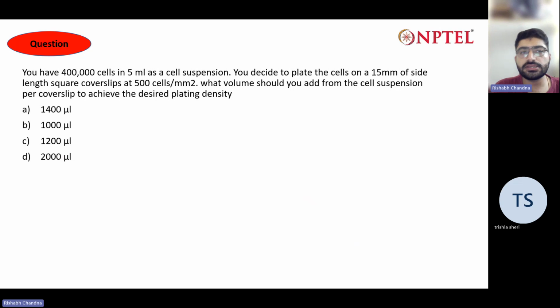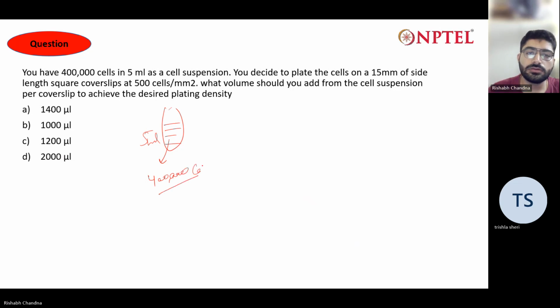You have 4 lakh cells in a 5 ml cell suspension. You decide to place the cells on square cover slips of 15 millimeter side length. So for example, this is the cell suspension you have. This volume is 5 ml, and these are 4 lakh cells. Now you have a square cover slip, which is 15 millimeter by 15 millimeter. At this density, you need 500 cells per millimeter square.